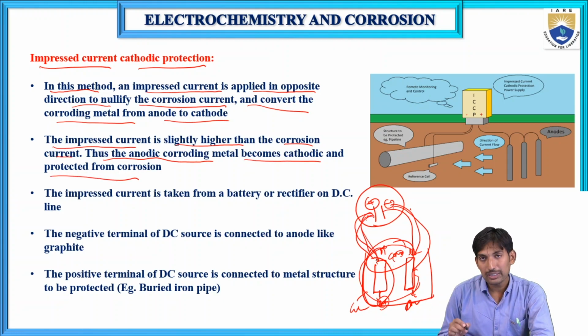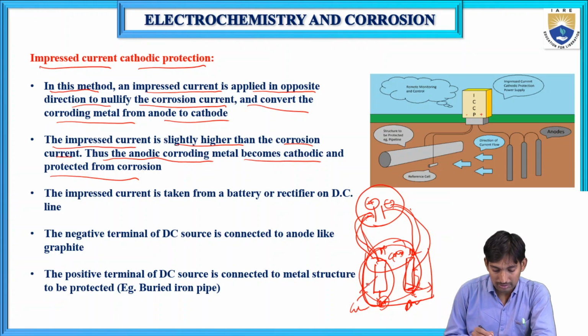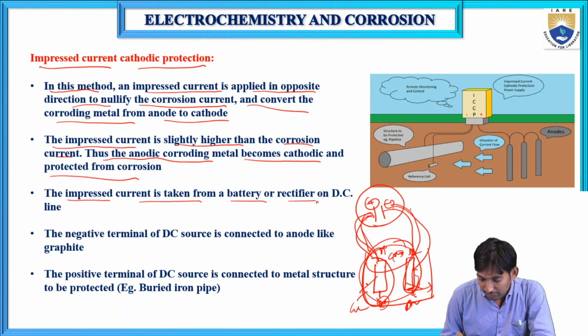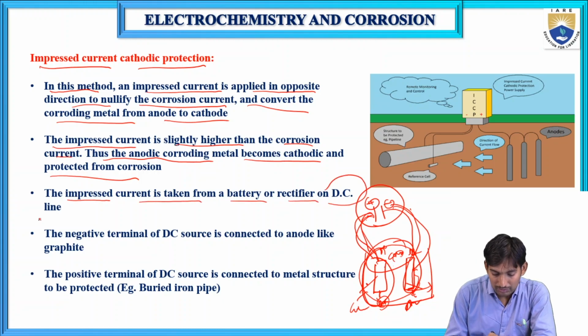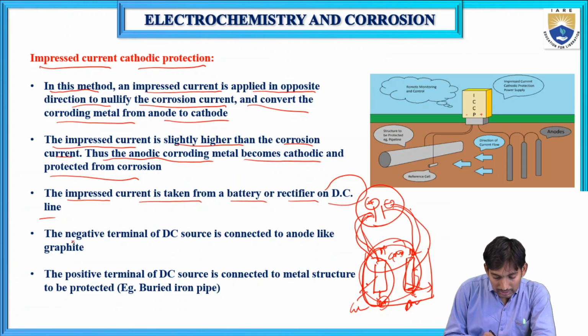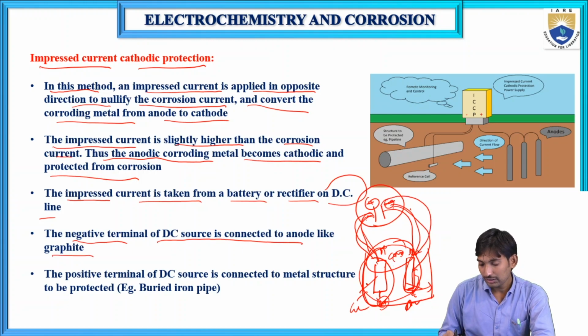In this way, our base metal acts as cathode, the neutral metal or neutral electrode acts as anode, undergoes oxidation, it will be corroded and our base metal will be protected. The impressed current is taken from battery or rectifier and DC line. We have to supply external current from DC line. The negative terminal of the DC source is connected to the anode, like graphite. Our negative terminal is connected to the neutral or graphite electrode.